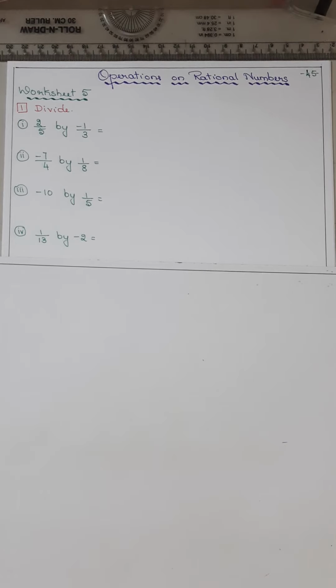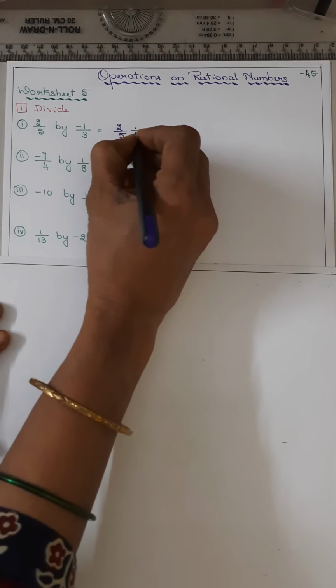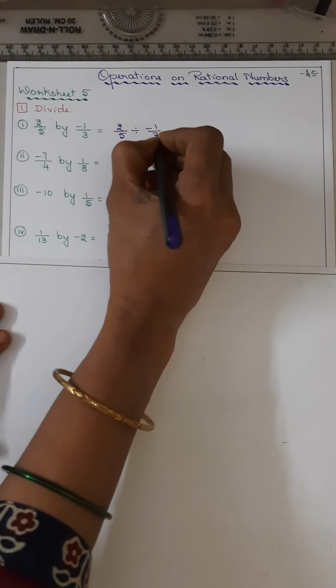We are discussing the operations of rational numbers. That is, we will now discuss worksheet 5 for division. Divide 2 by 5 by minus 1 by 3. Division we have already learnt in the examples. So 2 by 5 divided by minus 1 by 3.